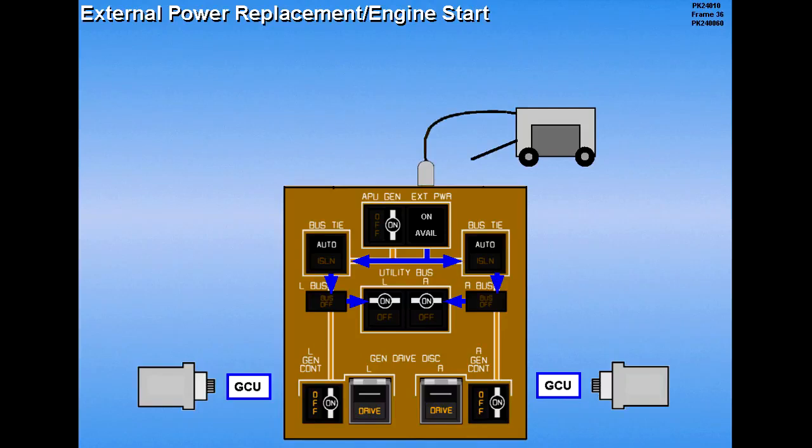When an engine is started using external power with the generator switches in the on positions, the respective generator will automatically replace external power when normal output is achieved.